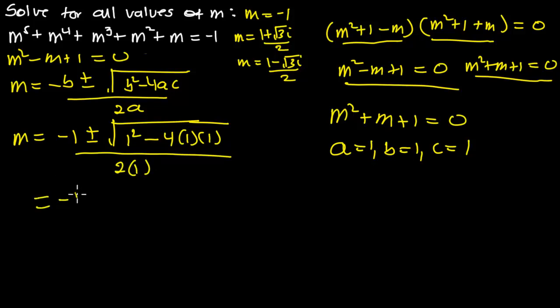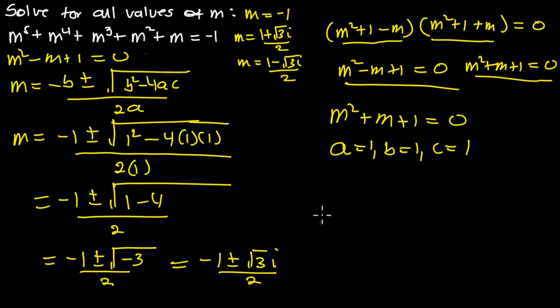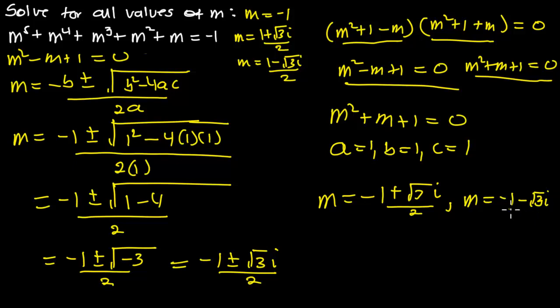So this is going to give us negative 1 plus or minus square root of 1 squared is 1 minus 4 all over 2 times 1 is 2. So we are going to have negative 1 plus or minus the square root of negative 3 all over 2. So this is the same as negative 1 plus or minus the square root of 3i all over 2. And so we can also rewrite this as m to be equal to negative 1 plus square root of 3i all over 2. Then we are also going to have m to be equal to negative 1 minus square root of 3i all over 2.